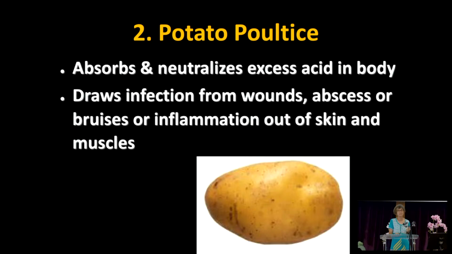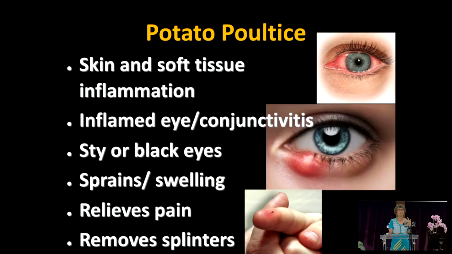Okay, a potato helps to absorb and neutralize excess acids in the body. And it also is a drawer. It also draws infections from wounds, from abscess and bruises. It can reduce inflammation. Okay, it is good to use in areas like over the eyes, at joints and things like that. It's very cooling. It helps with problems like skin and soft tissue inflammation.